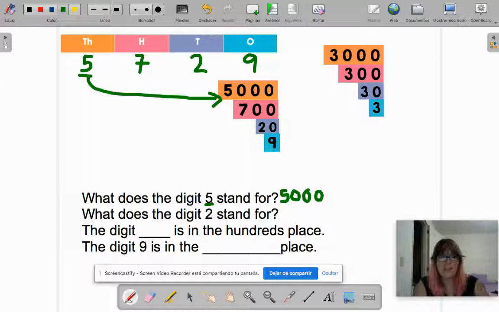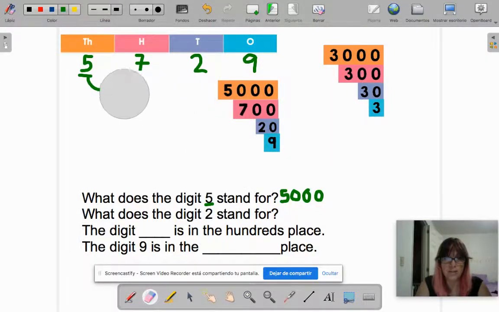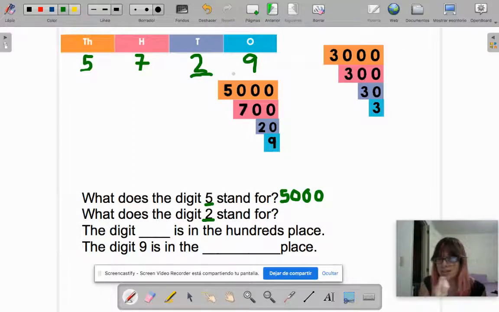Okay? So let's do the next sentence. Let me erase this arrow. In the next sentence, they are asking, what does the digit 2 stand for? So we go to the 2. Immediately here, you can just say the number. That's how I did it when I was little. I only say the number and I listen to what I say when I get to the 2.